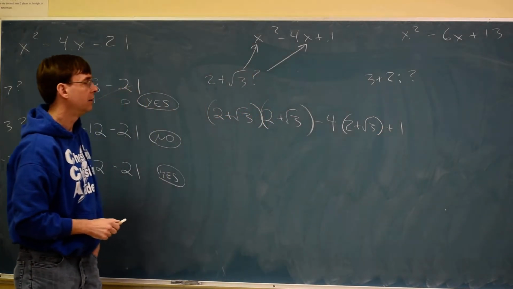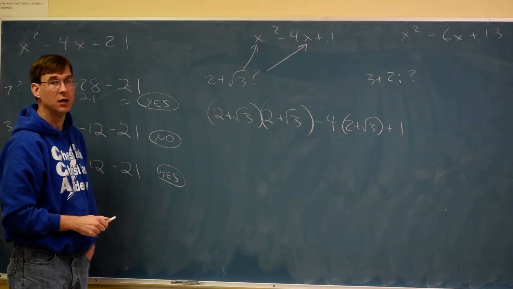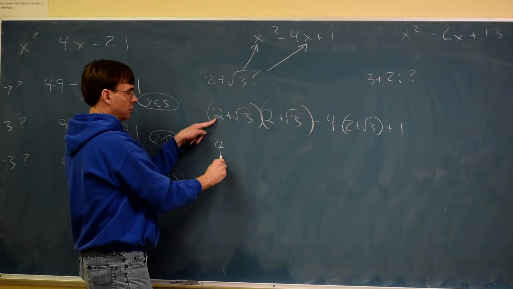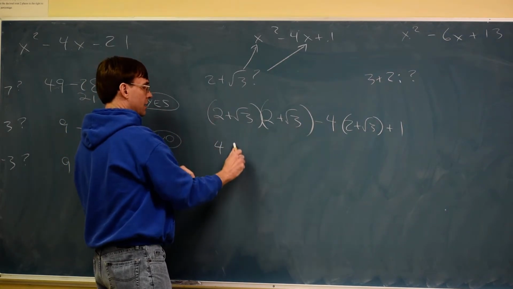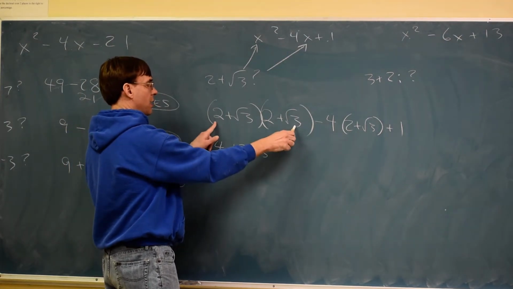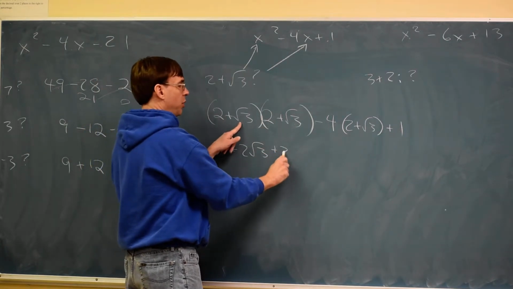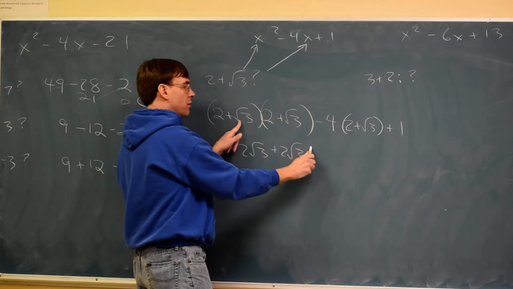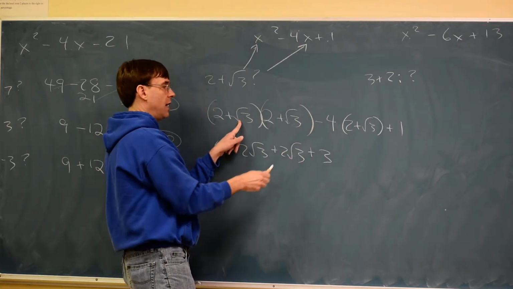And we're looking at that. We're trying to decide if that's going to equal 0. It's going to take a little bit of steps. So multiply those. There's a 4. This is a plus 2 root 3. That's another plus 2 root 3. Root 3 times root 3 is normal, old-fashioned, regular 3.